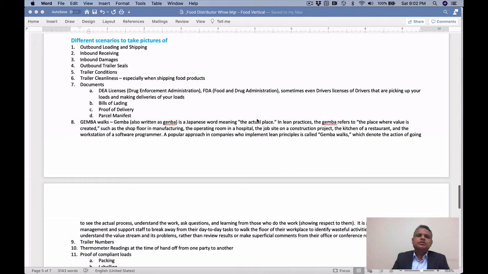And different scenarios to take pictures of: obviously outbound load and shipping, inbound receiving, if you had any inbound damages, outbound trailer seals if you're doing one big full truckload, trailer conditions, trailer cleanliness, very important when shipping food products, documents, DEA license, that's very important if you're shipping controlled substances like cannabis, marijuana, right?